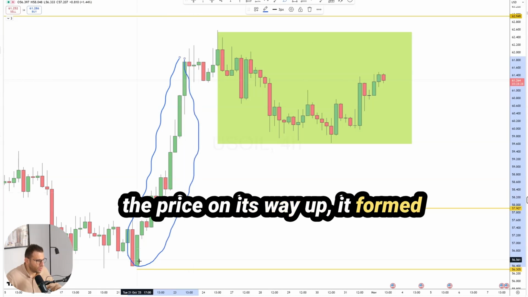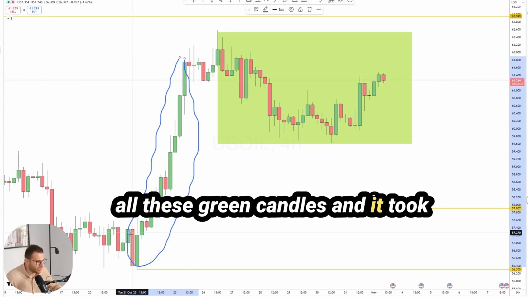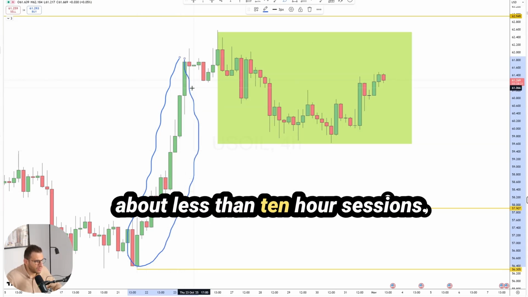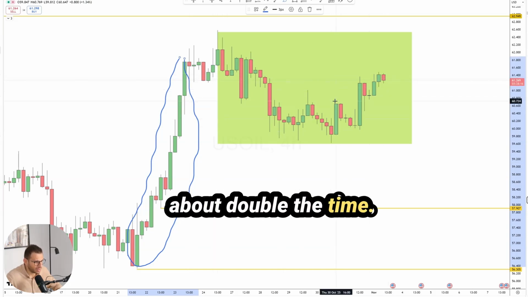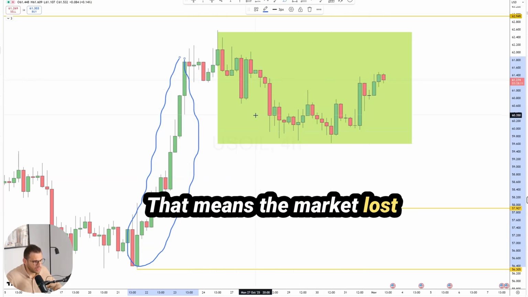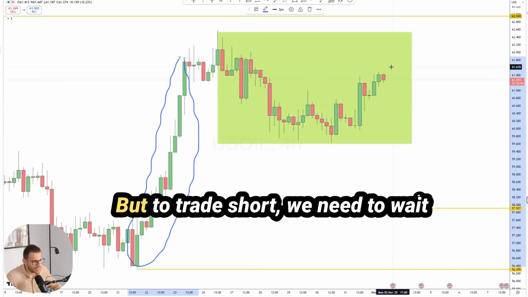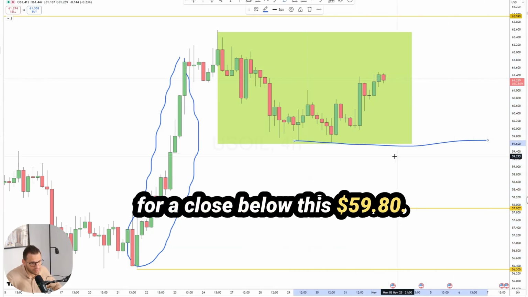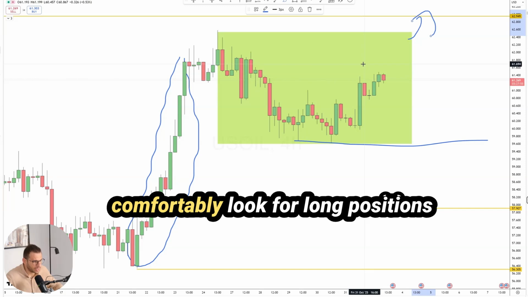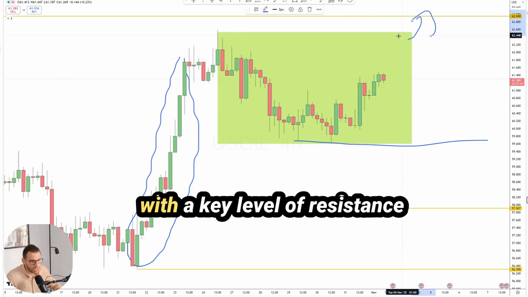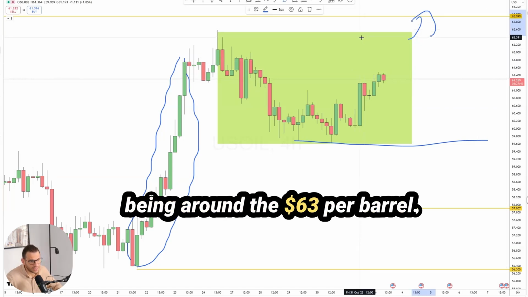way up, it formed all these green candles and it took less than 10 4-hourly sessions. The consolidation is about double the time. That means the market lost its momentum to the upside. But to trade short, we need to wait for a close below this $59.8. On the other hand, if the price breaks above this rectangle, we can comfortably look for long positions with a key level of resistance being around the $63 per barrel.